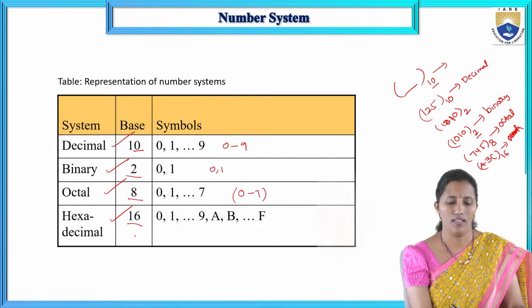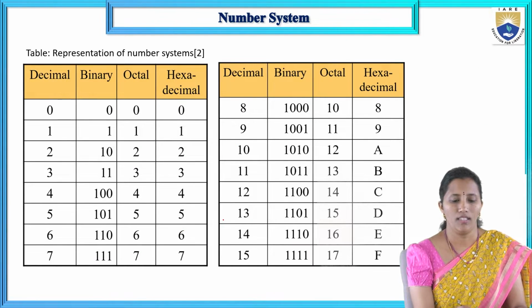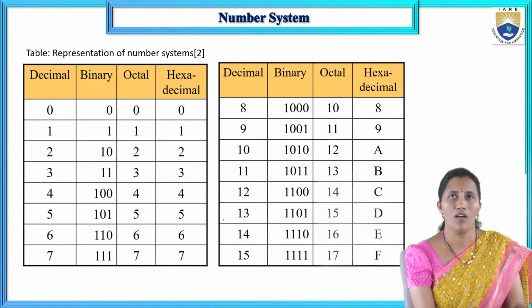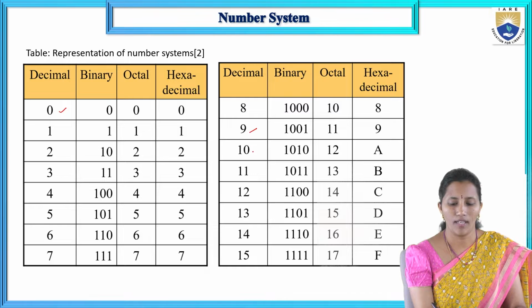In the hexadecimal number system, the base is 16. Here the digits go from 0 to F. So here we use 10 digits and 6 letters. So how do we represent the binary, decimal, octal and hexadecimal numbers? In decimal, we write 0 to 9, and after 9 we write 10, 11, 12, 13, 14, 15. We use the decimal system in our daily life.